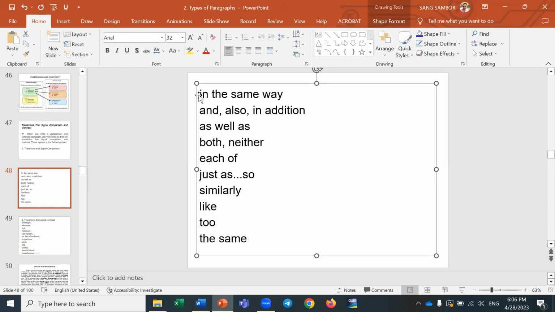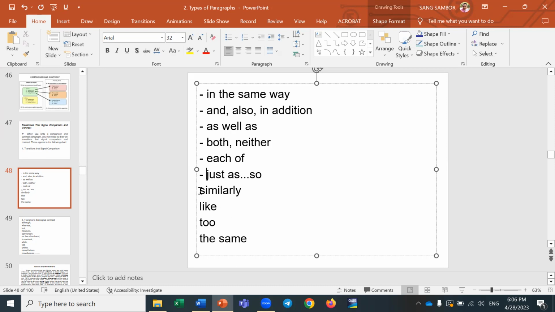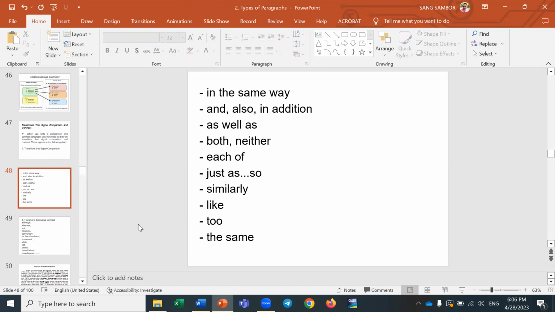So you have the first one here, like in the same way. So I will have to include this here like this. And also, in addition, you have both, each of, just as, so, similarly, like, the same. So all of these are transition signals that are used in order to show the similarities of the items you are comparing.